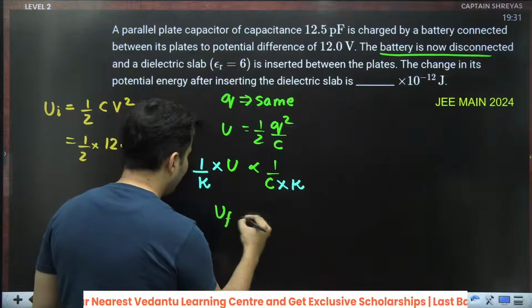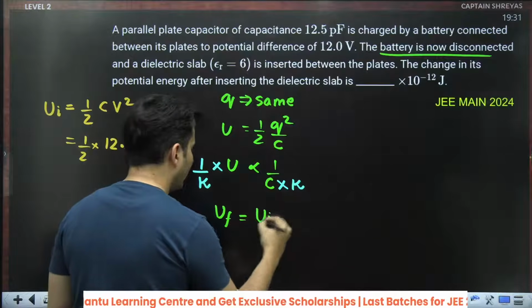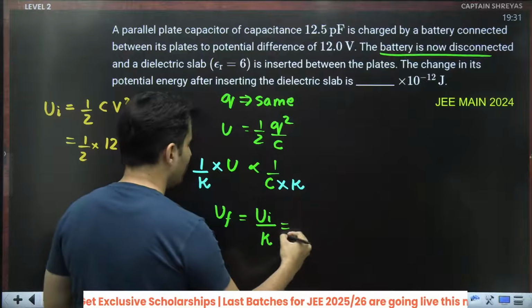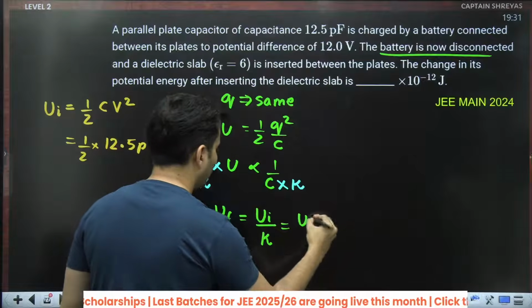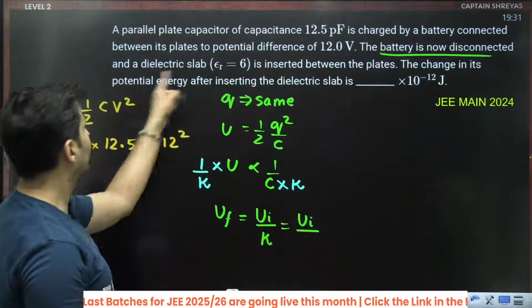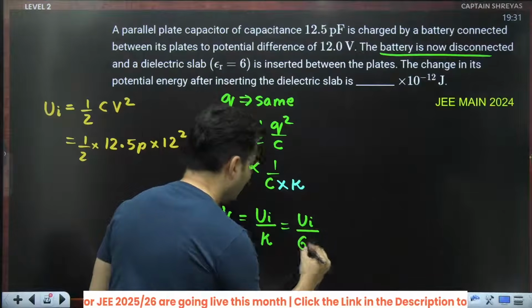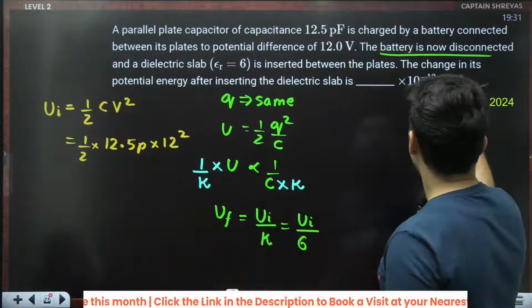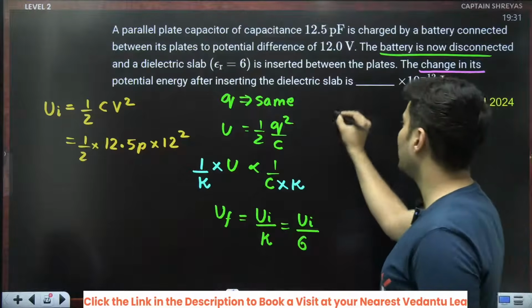Hence, our final energy will be our old energy divided by the dielectric constant, which means whatever that old energy is, you divide it by the number 6. That's it. Now we can find the change in its energy.